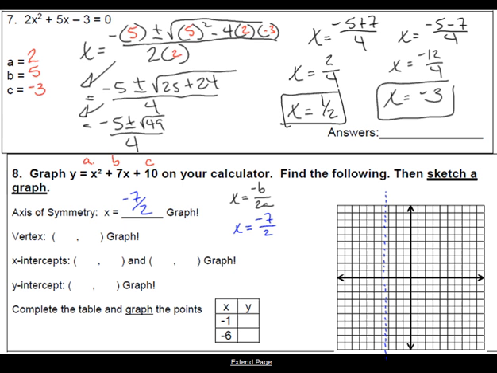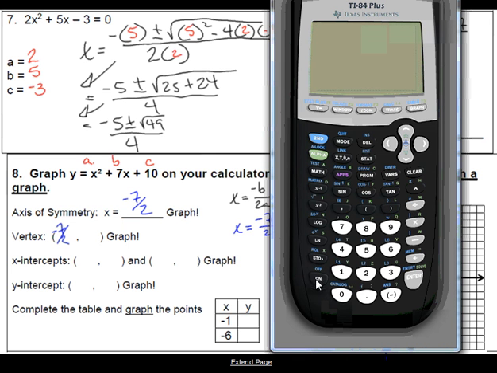At this point, I can use my calculator, because I know that this is my x-coordinate, negative 7 halves. I can go into my calculator, turning it on. There we go. Let's clear this out. I have my y equals here. Make sure there's nothing in here. Here I have x squared plus 7x plus 10. Go and graph it. Here's what my graph should look like eventually. I want to look at my table.